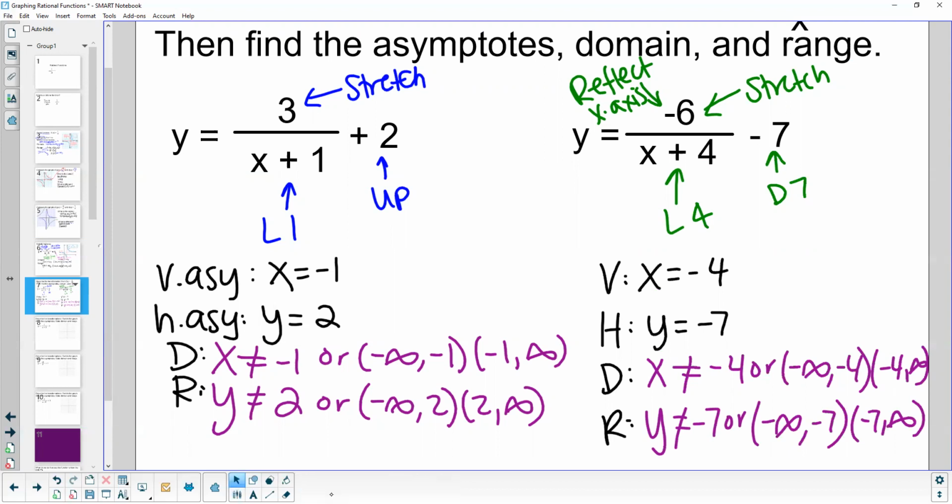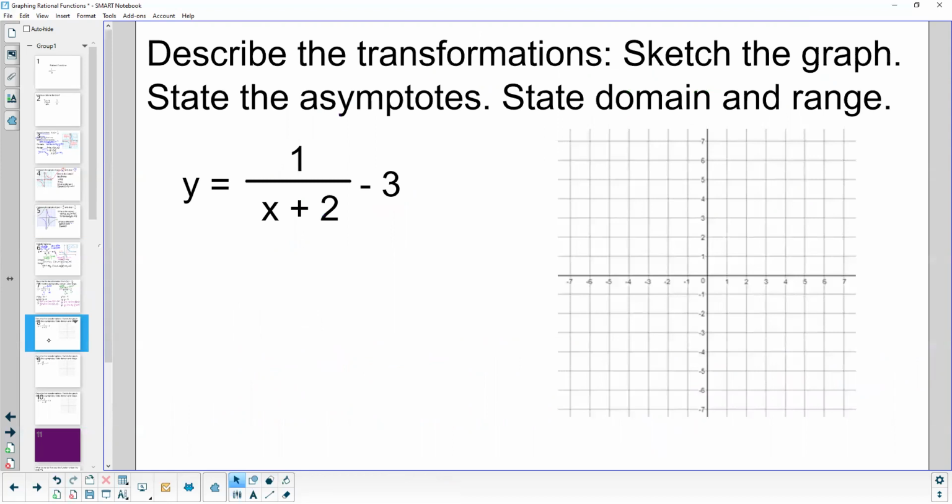Now that we have that, let's actually start sketching a graph of these. Now, the cool thing is we are not actually graphing here. We are sketching the graph. So everything you do, you want it to be a sketch. So first we want to describe the transformations. Then we want to find our asymptotes. Then we want to sketch the graph from what we have, and last state our domain and range.